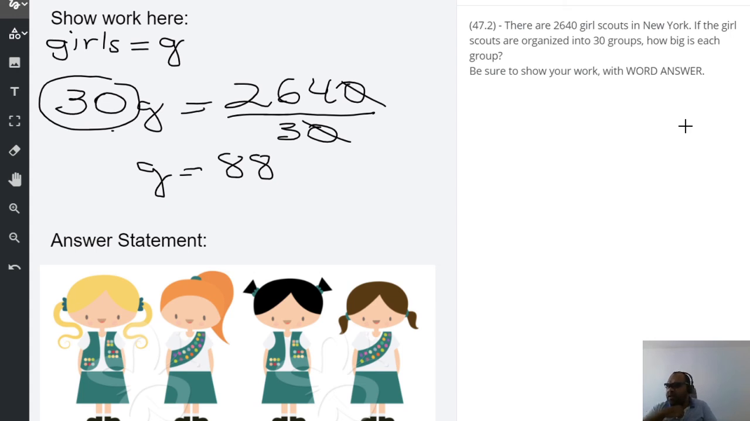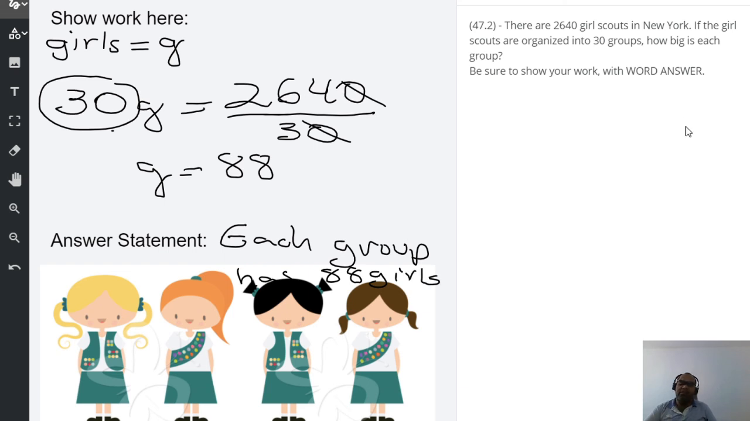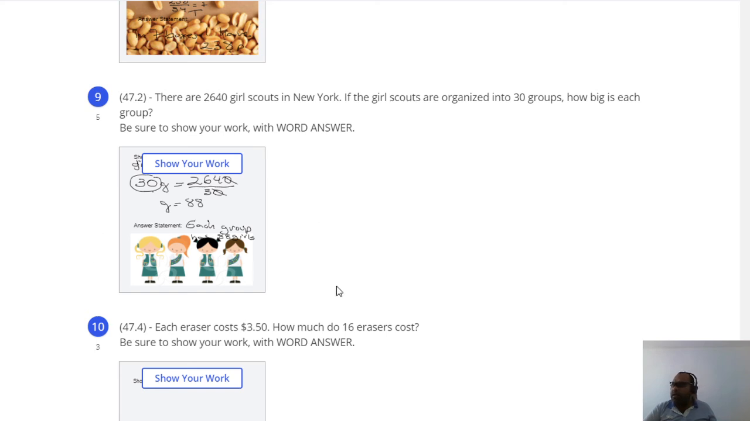Answer statement. You have to write here how big is each group. Each group has how many girls? Each group has 88 girls. Nice. And let's go to the last one. Let's go ahead, last one.